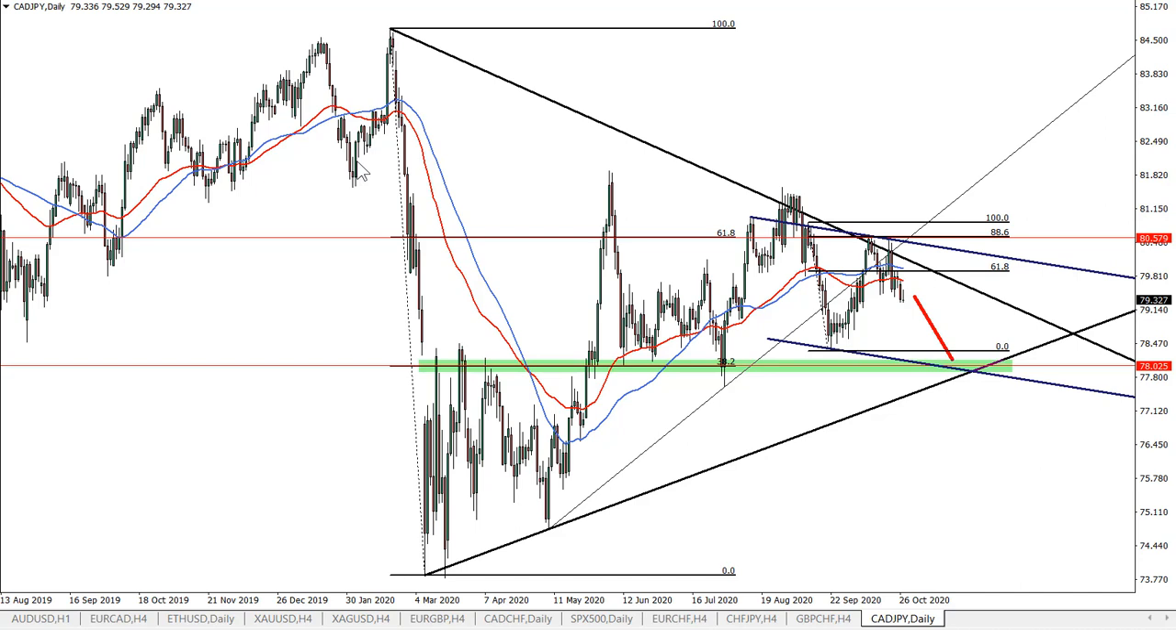Today we'll be looking at the Canadian dollar versus Japanese yen currency pair.